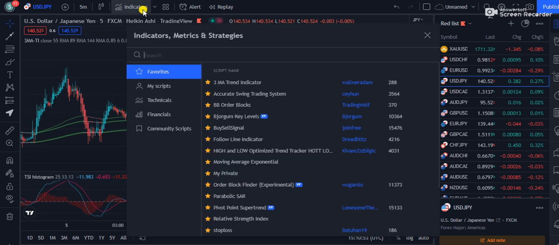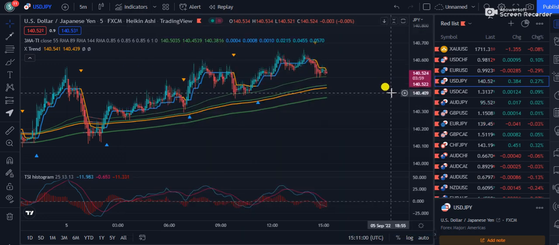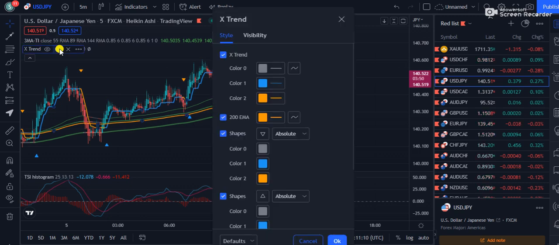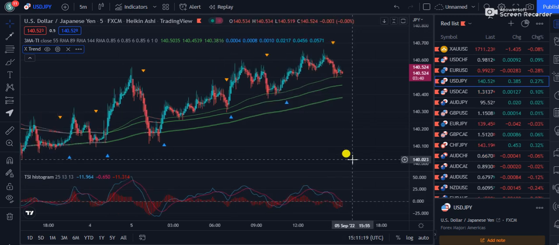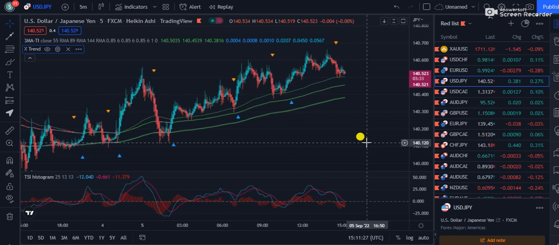So the two indicators are attached, and the third indicator that I will be using in this technical analysis video will be the extreme trend. Now our trading setup is ready, and now we will make some changes to the X trend indicator. So I am going to the settings of the X trend indicator. First of all, I will uncheck the X trend line, and also I will uncheck the 200 EMA line, and then I press OK, and now you can see our setup is completely ready to trade.